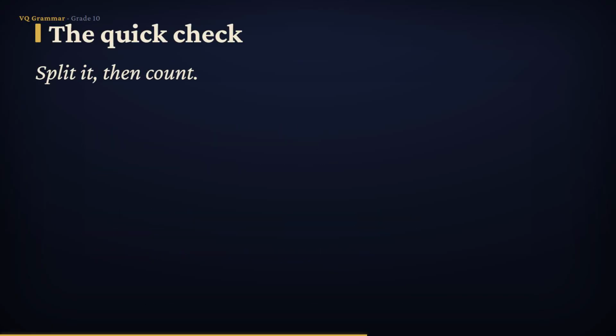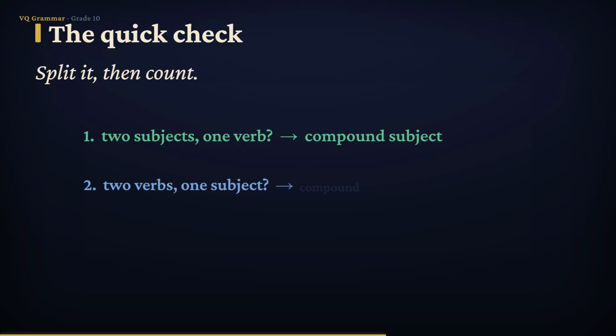Let's turn all of that into a quick check you can run on any sentence. Step 1. Split the sentence into its subject side and its predicate side. Then ask, are there two subjects sharing one verb? If so, you have a compound subject. Step 2. Are there two verbs sharing one subject? Then it is a compound predicate.